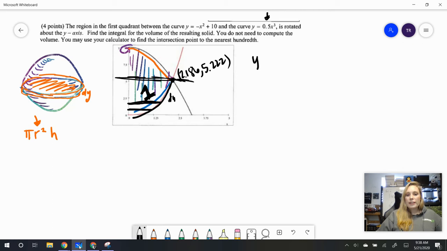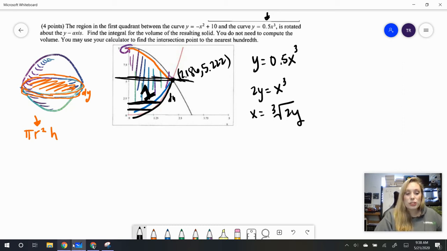And so we need to get that positive cubic function in terms of y. We are going to divide by 0.5. Dividing by 0.5 is the same thing as multiplying by 2. So we're going to have 2y equals x cubed. And then we're going to take the cubed root. So x is going to equal the cubed root of 2y. So all I did so far was I took this equation and I put it in terms of y.